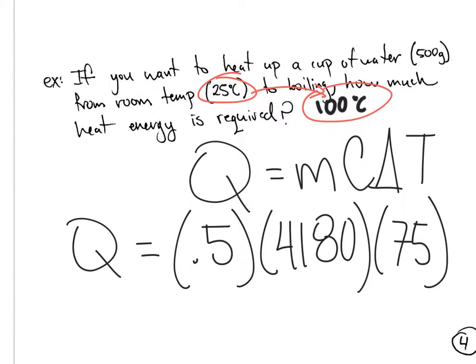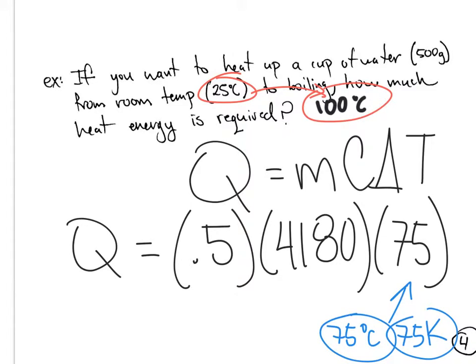And again, 75 degrees Celsius is the same as 75 degrees Kelvin if we're talking about a change in temperature, because one degree Kelvin is the same as 1 degree Celsius. They're just shifted by a certain amount.